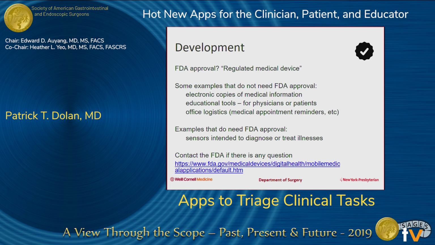So some examples of things that do not need FDA approval. One thing is electronic copies of already available medical information that's in print. So if you just want to give post-op discharge instructions to a patient, instead of a physical copy, you want to give it to them in an app, then that's not something that falls under the purview of the FDA. Another thing is educational tools, either electronic versions of textbooks or things like UpToDate, or electronic diagrams for patients to help explain to them what their procedure is.